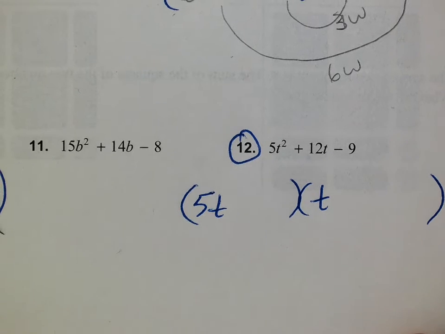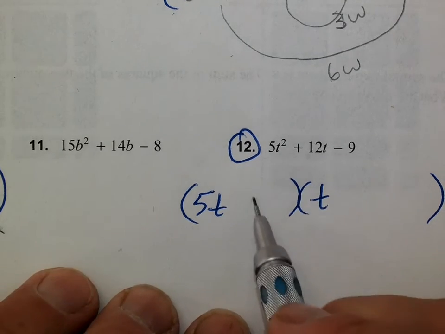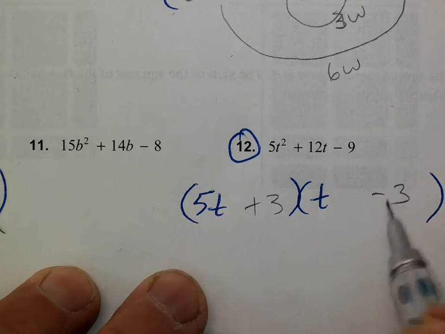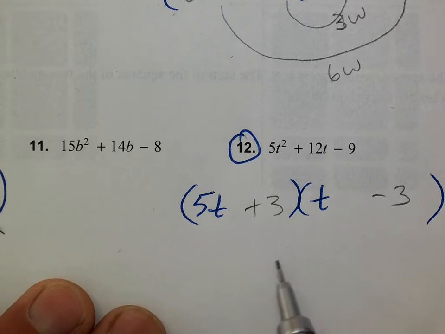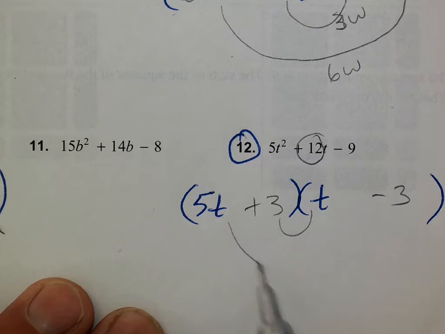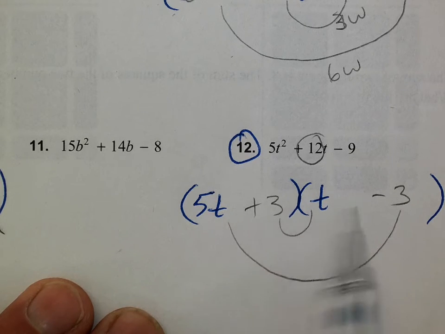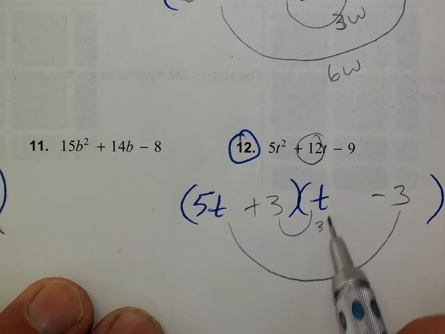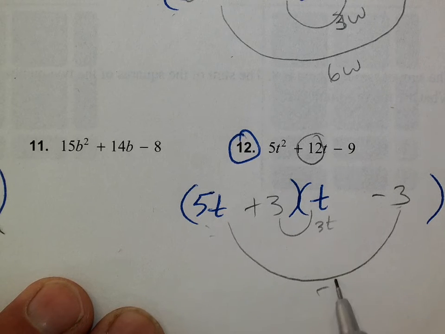Now negative 9 plus 3 minus 3, what do you think? Let's try, okay? Plus 3 minus 3. Okay, let's check our double smiley. I need to make a positive 12. I'm going to have a 3t, and I'm going to have a negative 15t.